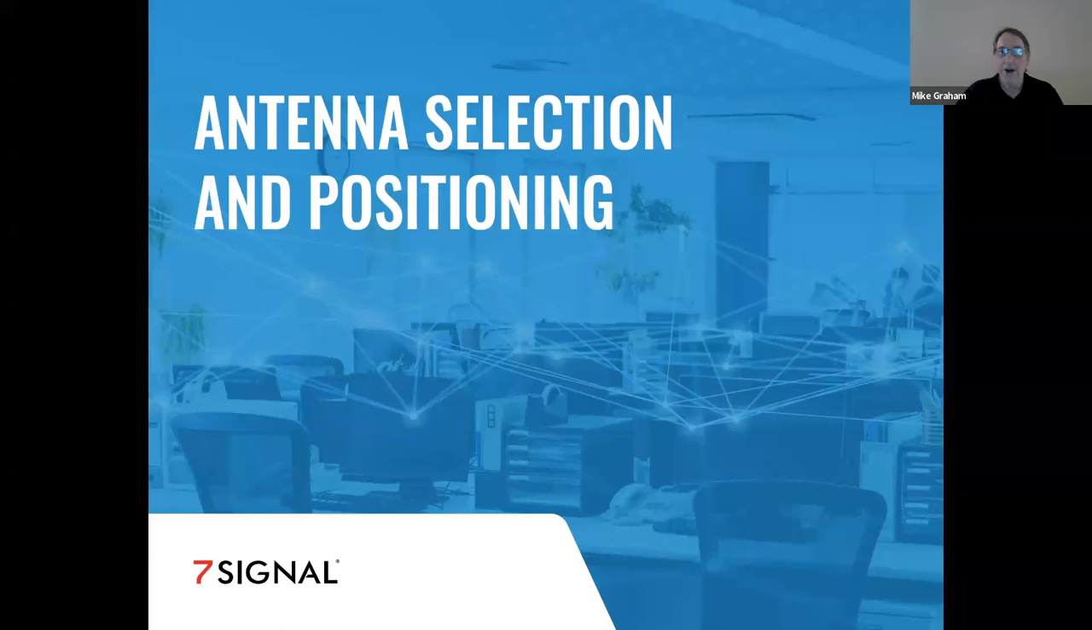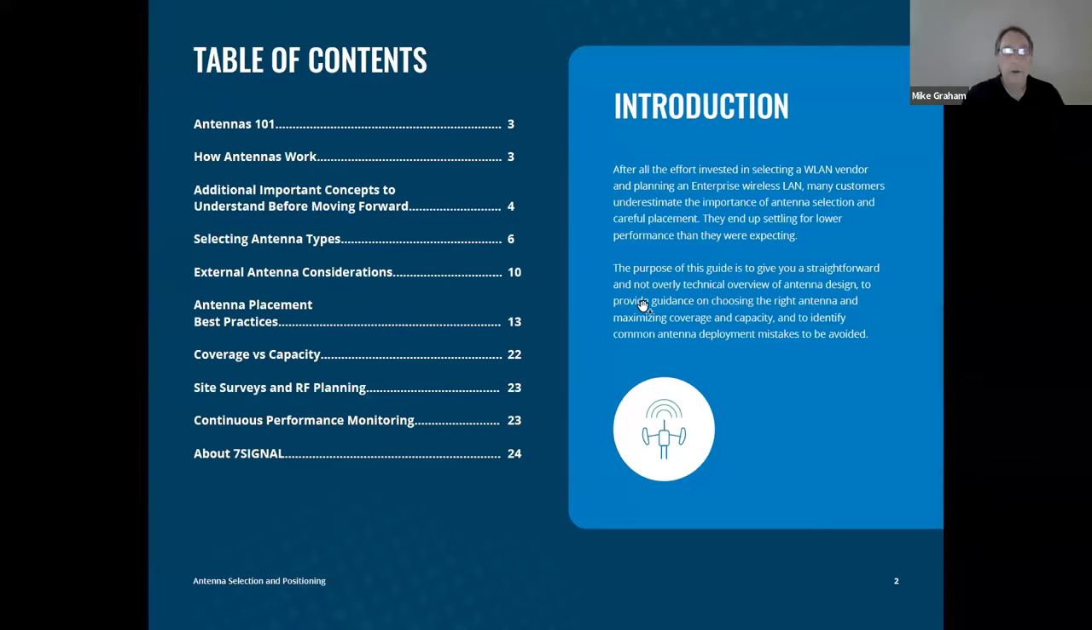Instead of doing a slideshow, I thought we would just flip through the document that we're going to be sending out and talk to some of the more interesting points in that. So let's go. Yeah, that was a table of contents.